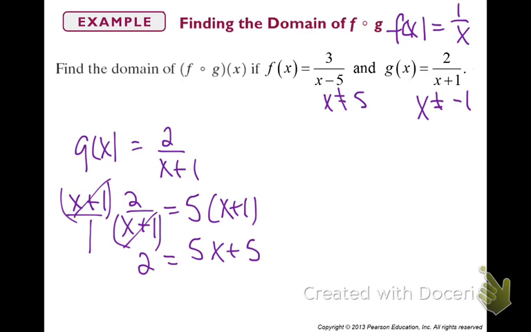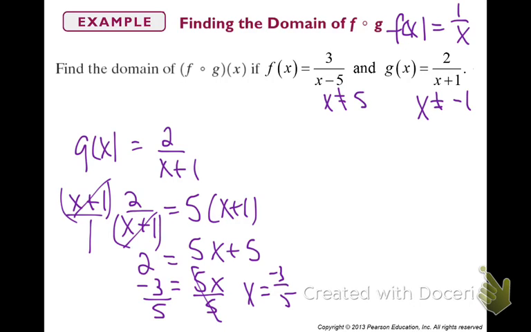Okay, finish solving that for x. What are you going to do? Subtract 5. So that would leave you with a negative 3 equal to 5x. And then you're going to do what? Divide it by 5. So we get that x equals a negative 3/5.